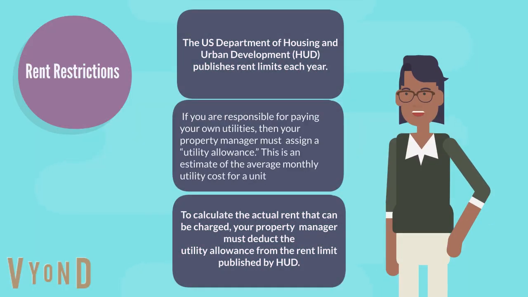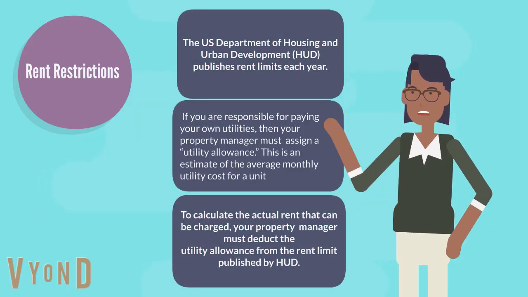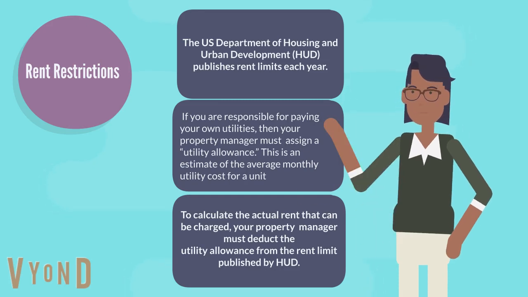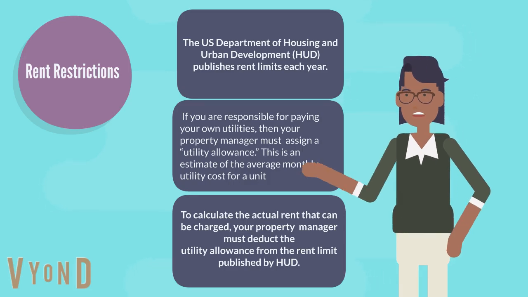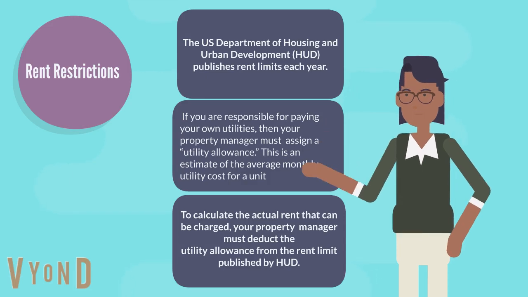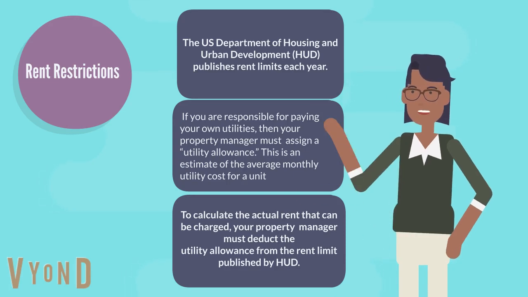Housing credit units must be rent restricted. The U.S. Department of Housing and Urban Development, HUD, publishes rent limits each year. If you're responsible for paying your own utilities, then your property manager must assign a utility allowance. This is an estimate of the average monthly utility costs for a unit. And to calculate the actual rent that can be charged, your property manager will then deduct the utility allowance from the rent limit published by HUD.